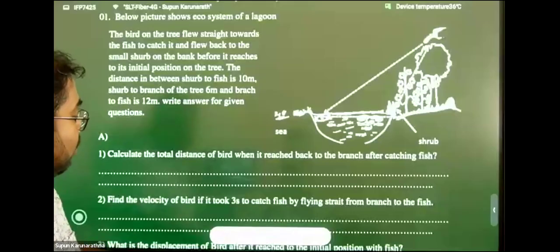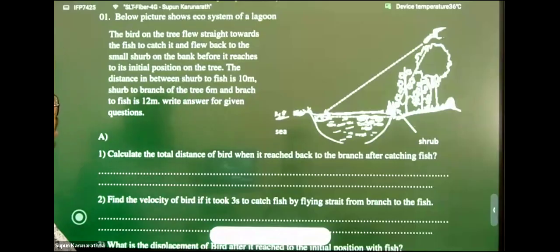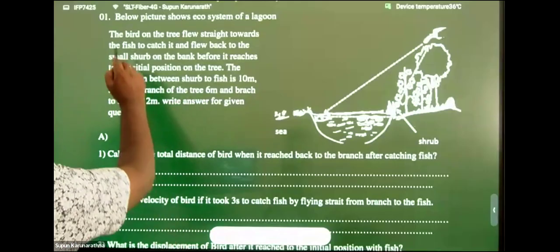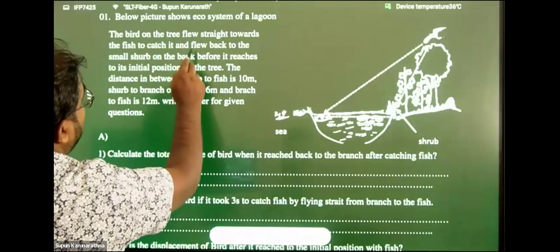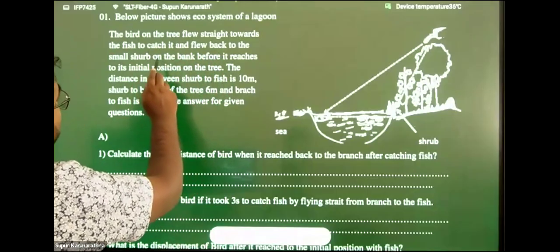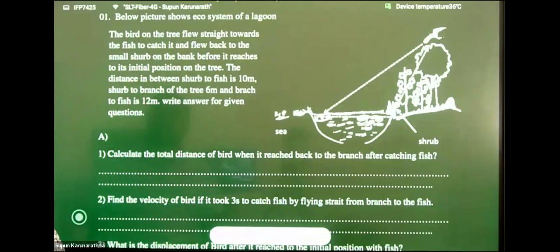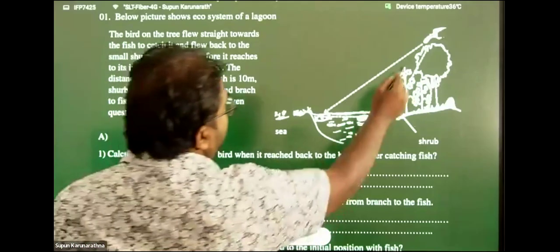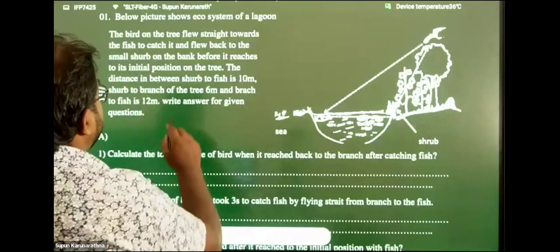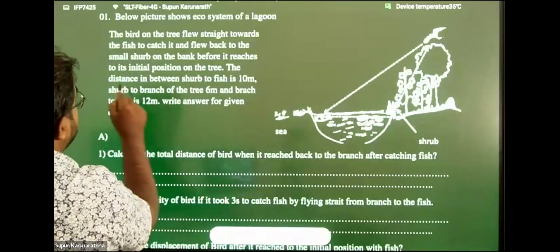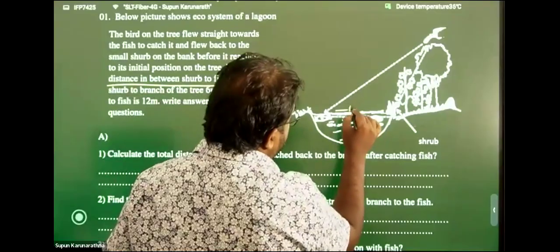So let's put the information given here in the picture before giving the answer. I think it will be easier to provide the answer. The bird on the tree flew straight towards the fish to catch it and flew back to the small shrub on the bank before it reached its initial position on the tree. Here is the tree, here is the shrub, and here is the fish. You can see that the distance between the shrub and the fish is 10 meter. That means this distance is 10 meter.